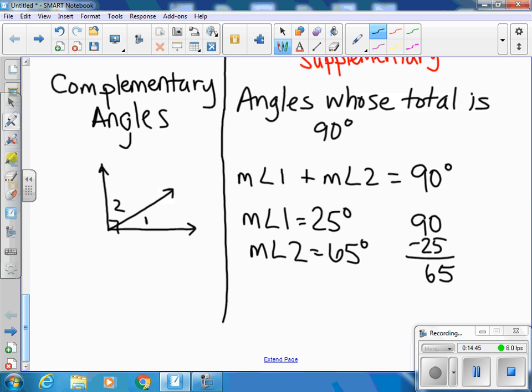And you can double check behind you. Does 25 plus 65 make 90? If it does, you know you did your calculation right. But you don't ever get a protractor to determine this, right? And these are known as complementary angles.